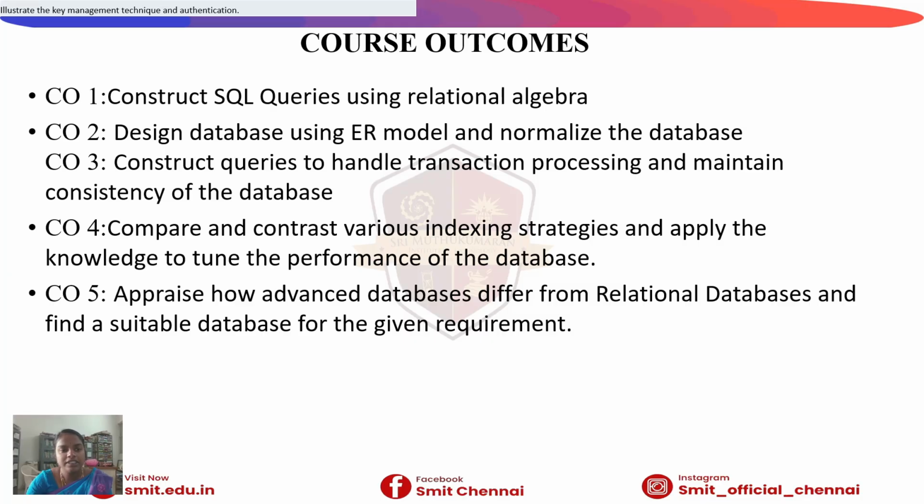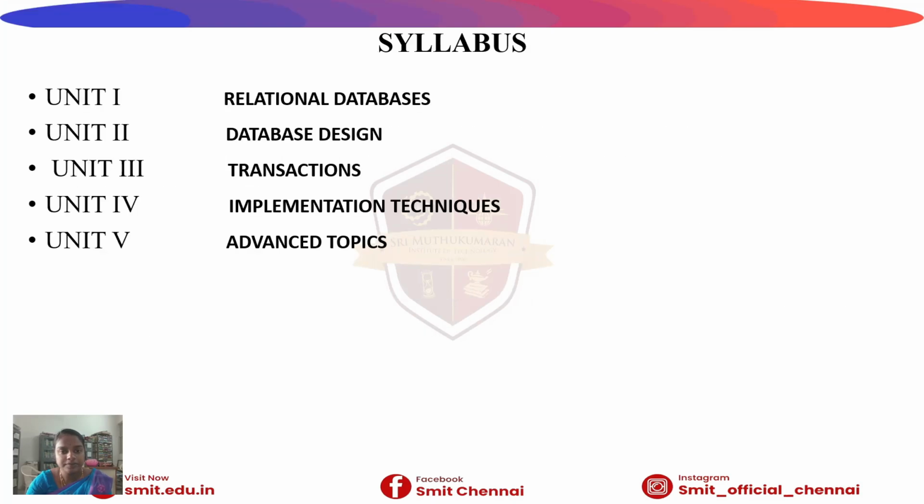We are going to continue with the second unit. The course outcome will be to design a database using the ER model and normalize the data. That is, designing the database using the entity relationship model, and then seeing how to normalize the database, and how we are going to handle the database with advanced models and topics. Unit 2 will be database design, where we design the database using the entity relationship model.